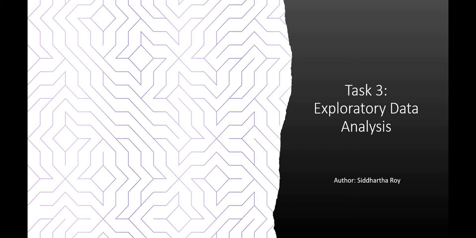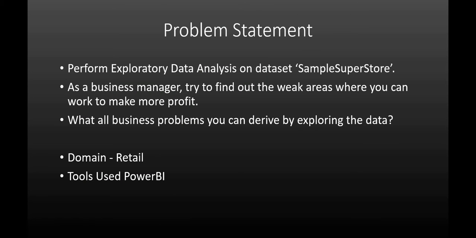So today I will be discussing task 3, that is exploratory data analysis. Let's look at the business problem which has been given. There are three business tasks given in the problem statement. The first task is to perform exploratory data analysis on the dataset Sample Superstore. Task 2 is, as a business manager, try to find out the weak areas where you can work to make more profit. And the last task is, what all business problems you can derive by exploring the data.